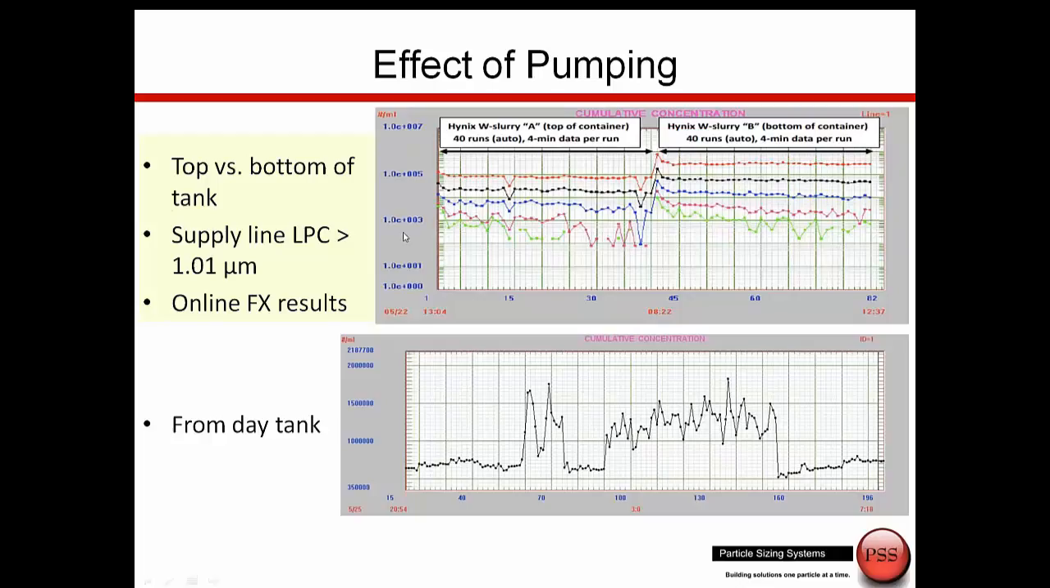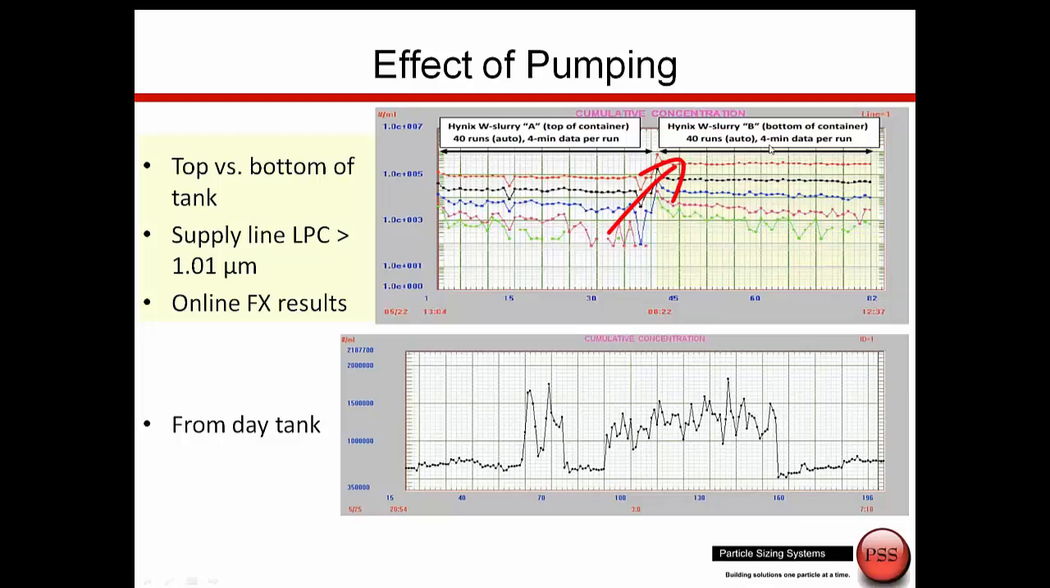Now here, if we take a slurry, what you see along here is the particle count from the top of the tank. And then as we switch over towards the bottom, look at the jump in the particle counts across all these size ranges. So sure enough, particles, even when they're colloidal particles and they stay in suspension, there's probably some settling and other effects going on.